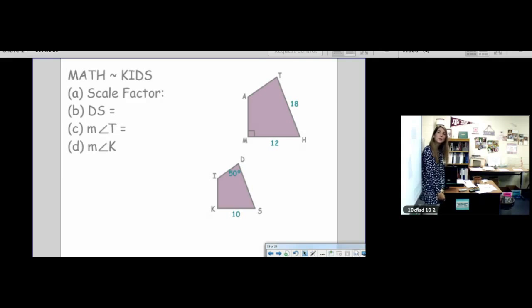What do we have here? Quadrilateral math is to quadrilateral kids. Okay. I really had fun making these up. Richard, what is the scale factor?